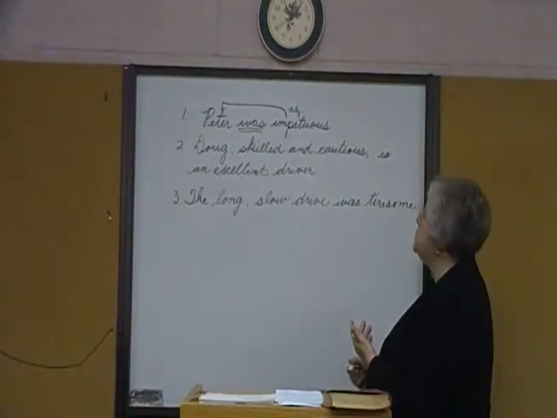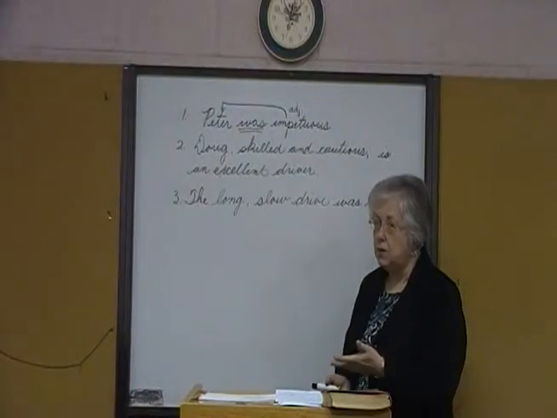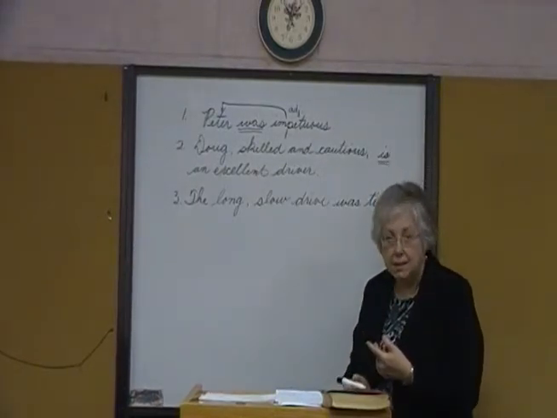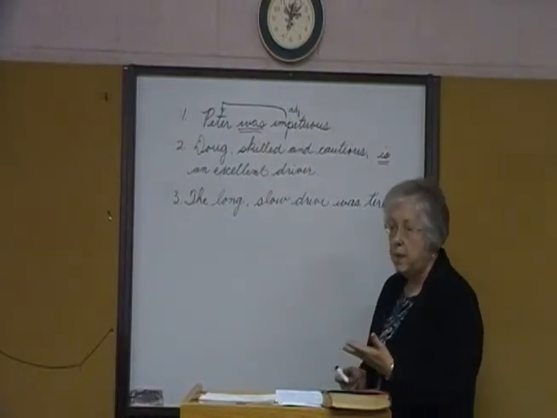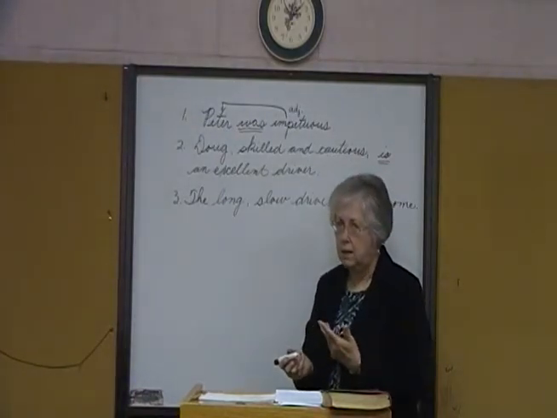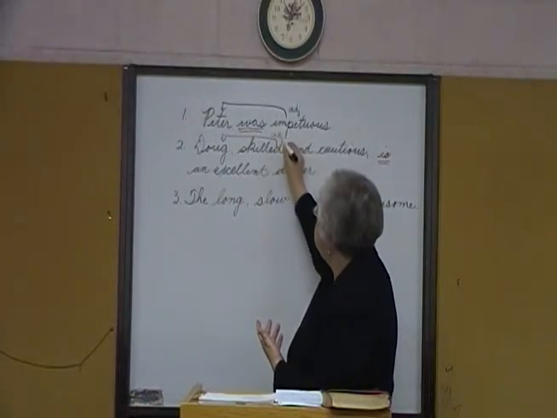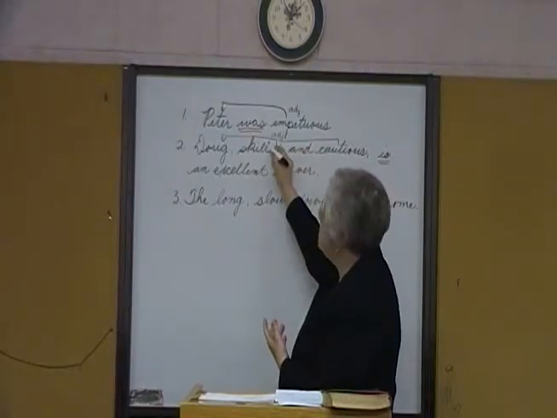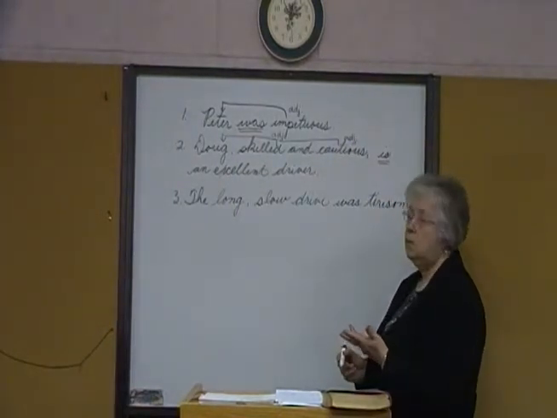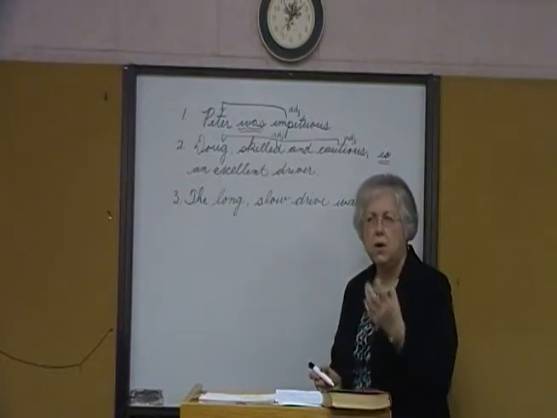Sentence number 2, Doug, skilled and cautious, is an excellent driver. Again, let's find the verb in the sentence first. Is there an action verb or is it a linking verb? Is. And is the linking verb. Who or what is the sentence about? The noun is Doug. What words are describing Doug? Skilled is an adjective. Cautious, also describing Doug, is an adjective. What kind? Skilled. What kind? Cautious, describing Doug.